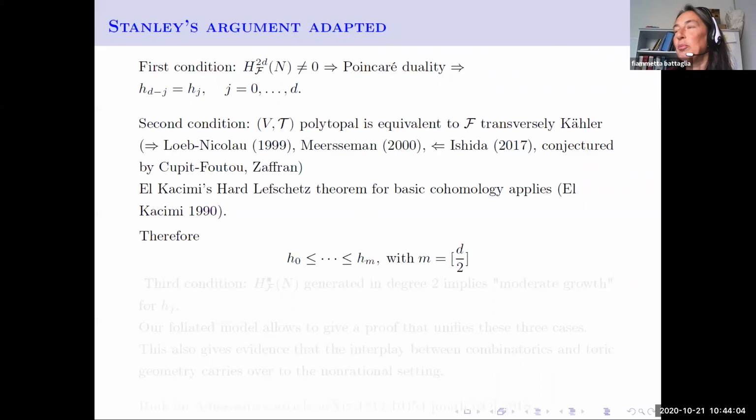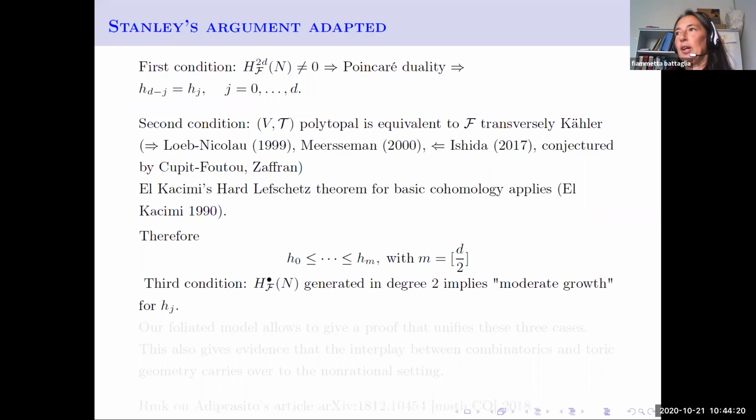So the g-theorem says that if we have a polytopal fan, the H vector satisfies these three conditions. The first, the second, and the third, which I haven't written in detail, is a kind of moderate growth of the coefficients of the H vector, and it's implied by the fact that the basic cohomology of our foliated manifold is generated in degree 2.